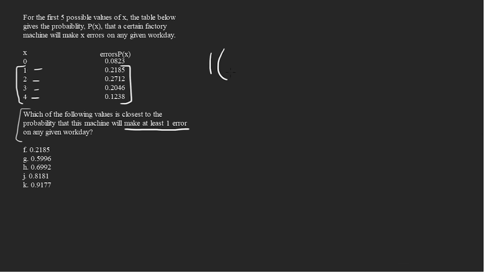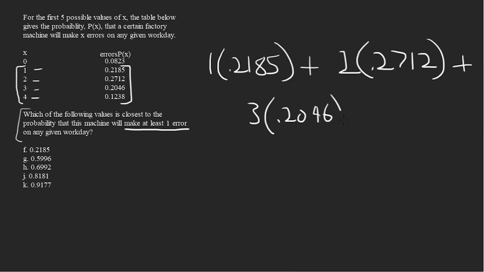So it's going to be 1 minus. Once you add those together and multiply them out, you get 0.19177.